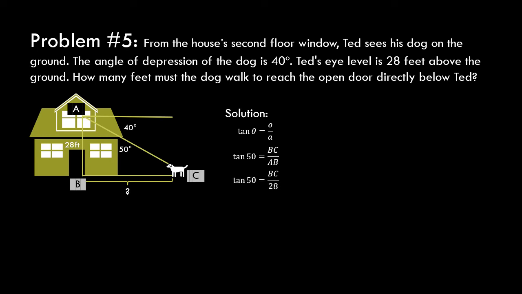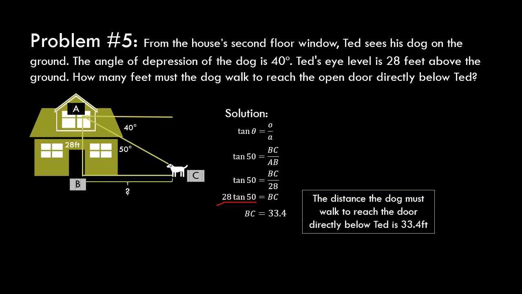Now we substitute the value of side AB, which is 28 feet. Cross multiply that equation, we're going to get 28 tan 50 equals BC. Now, input this into your calculator. You are going to get the value of 33.4. So the distance the dog must walk to reach the door directly below Ted is 33.4 feet.